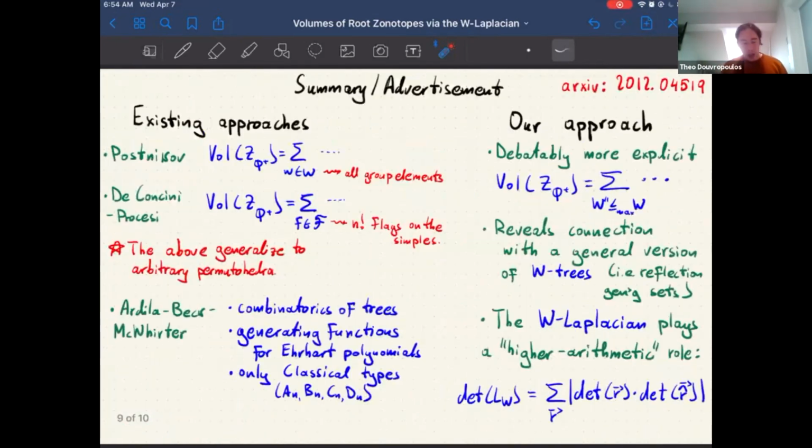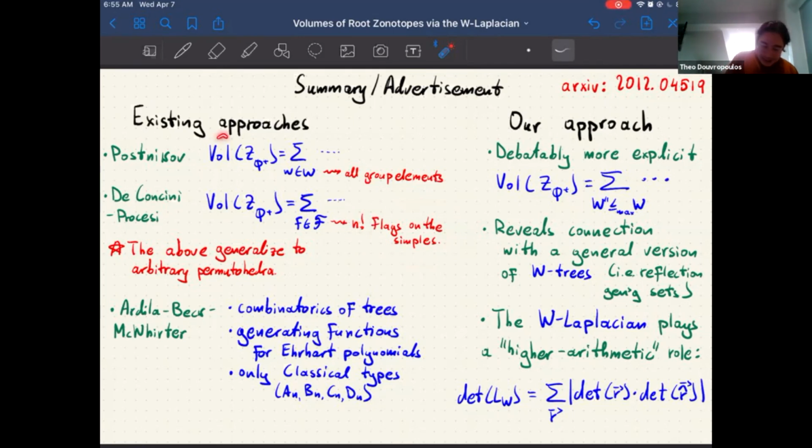Okay, and so I have here a slide because it relates the existing approaches. Again, this is a problem that has been considered in the past. So Postnikov has given a very nice formula, but one that is difficult to compute because it involves a summation over all elements of the group. The continuum processes have given a different formula that involves a summation over n factorial objects, and these are flags over the simple roots that generate the group.